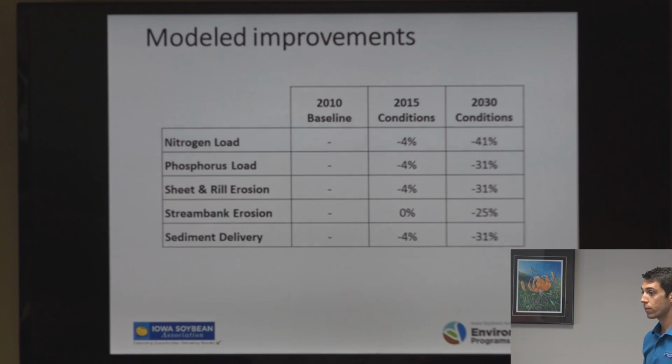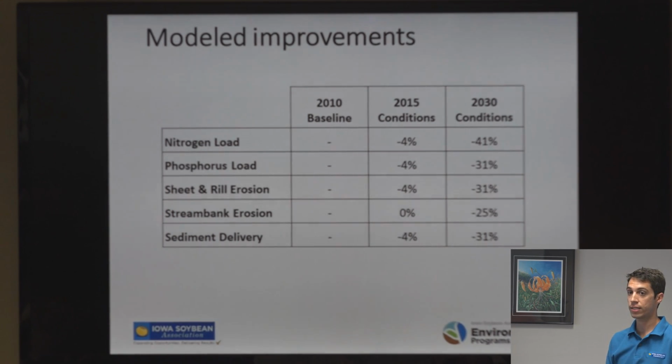So can you explain, yeah. 2010 was the baseline, 2015 was the conditions. So between 2010 and 2015, in that 5-year time frame, whatever practices were installed during that time frame have been shown to reduce by that much? Yeah, that's our estimate. Yep.